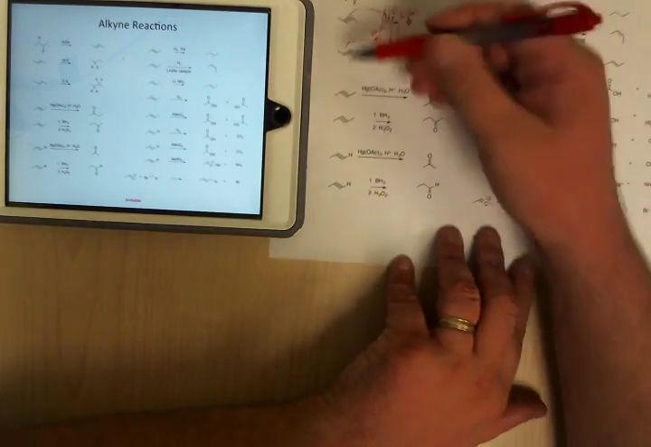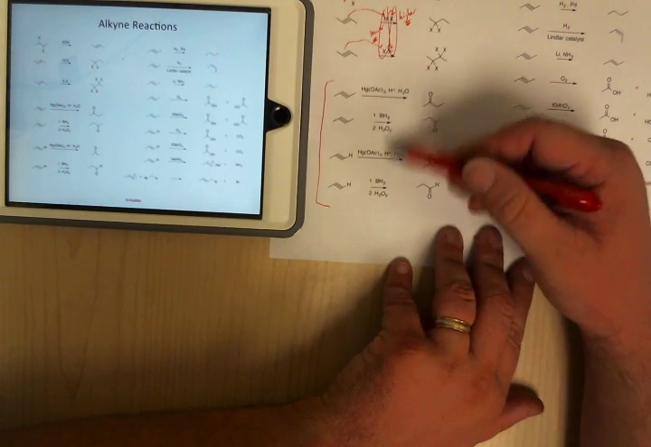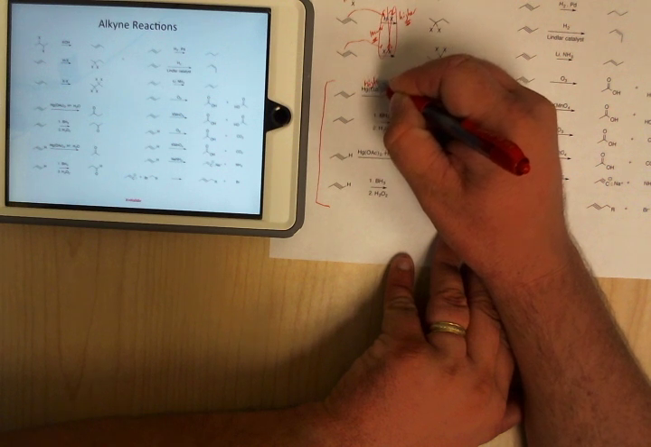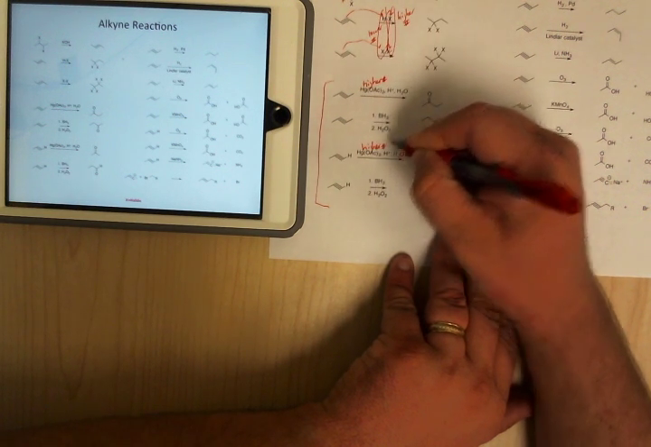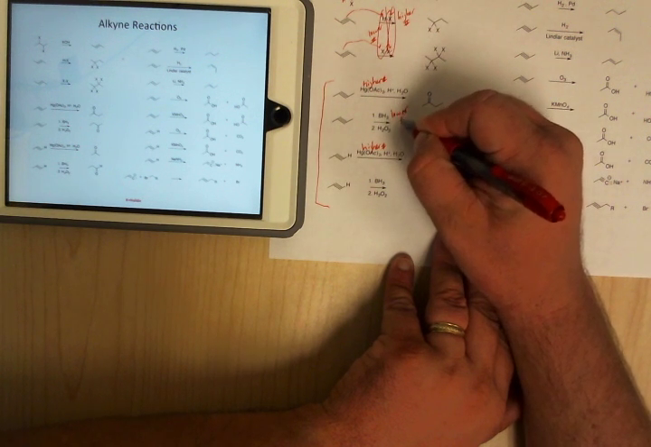Okay. Again, these guys here are interrelated. This one, the mercury is going to go on the higher numbered side, and the BH3 is going to go on the lower numbered side.